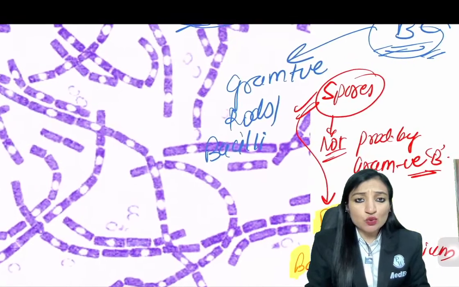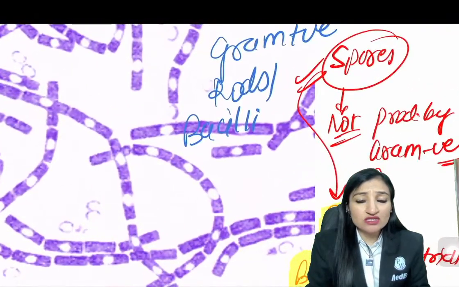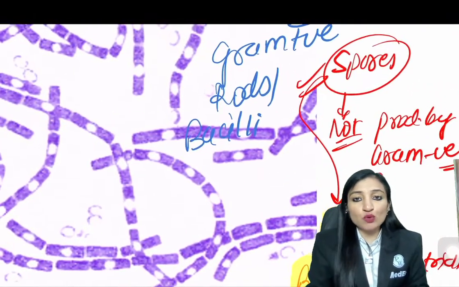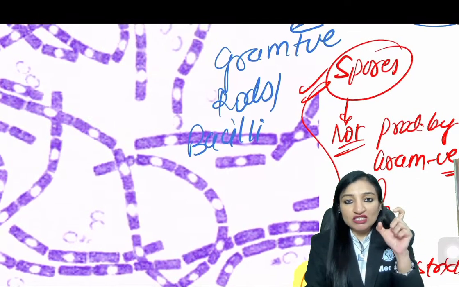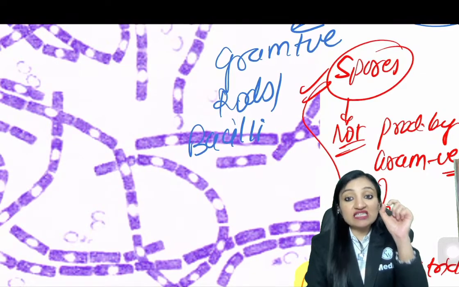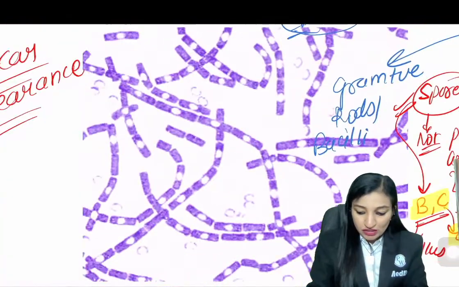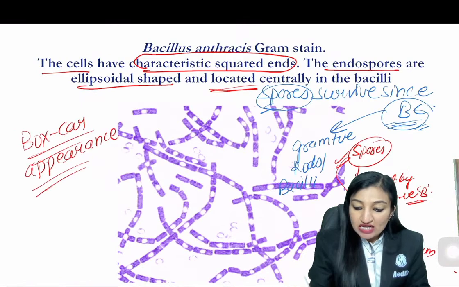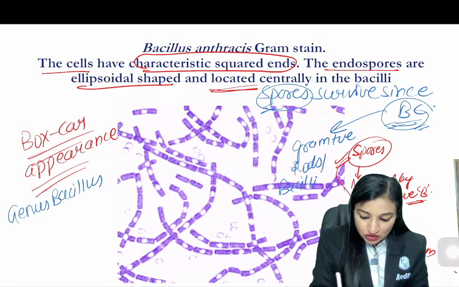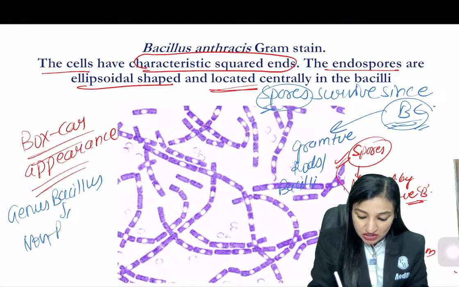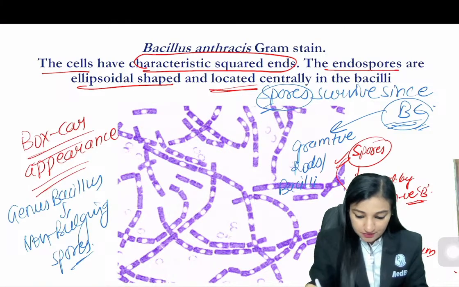So in this picture you can see the spores, and how do these spores look? They are non-bulging spores. That is, the width of the spore is the same as the width of the bacillary body. So genus Bacillus has got non-bulging spores.